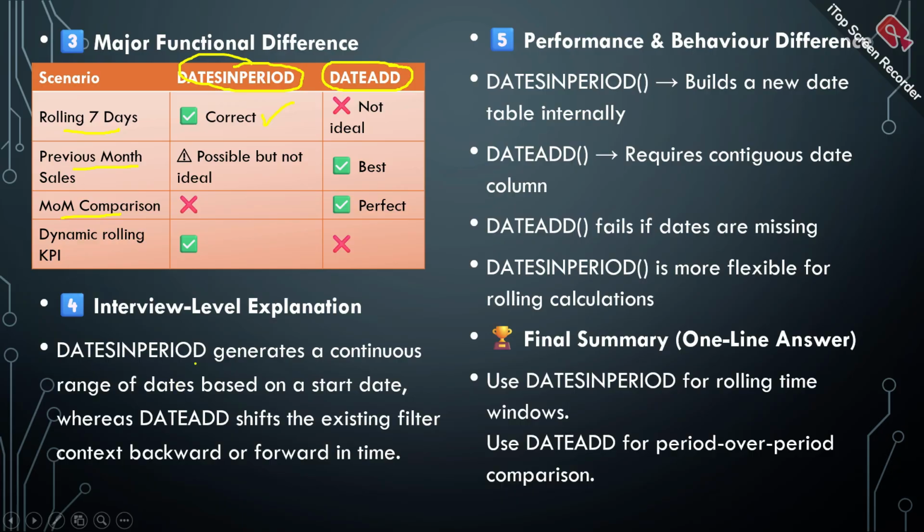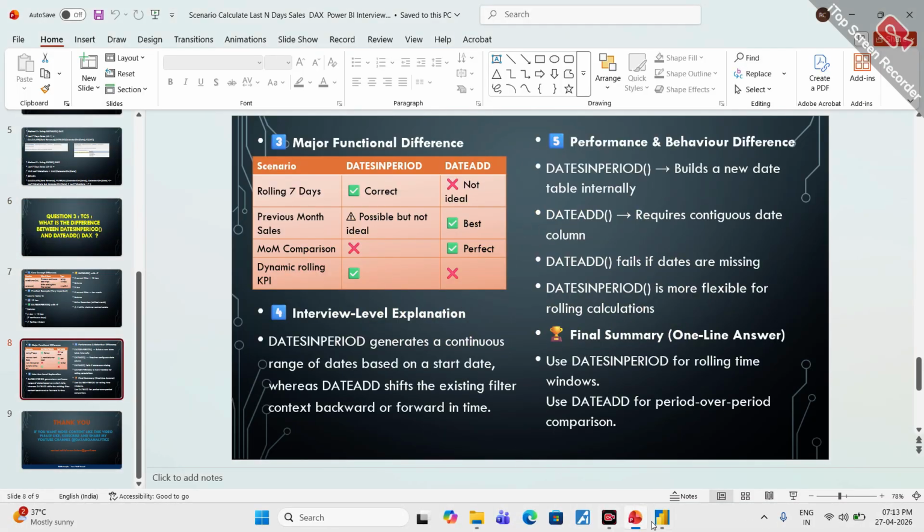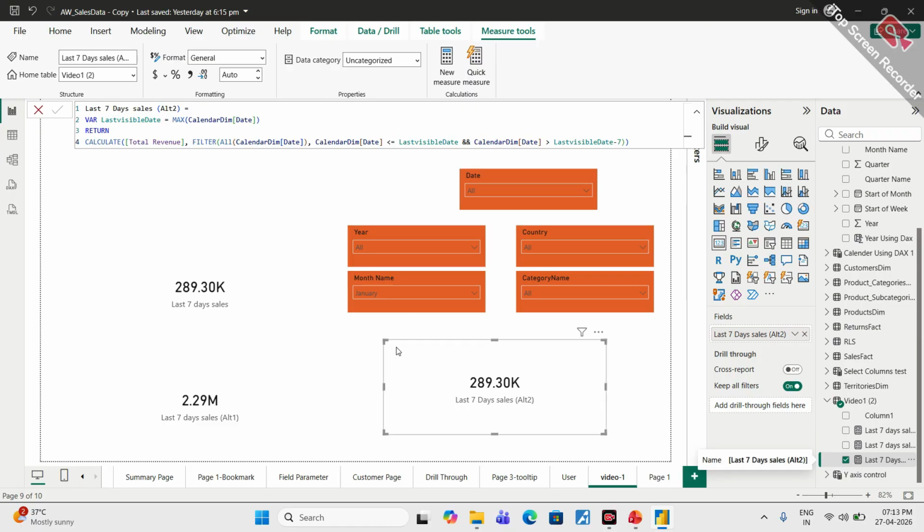So remember one thing, for interview level as well as to increase your knowledge. DATESINPERIOD generates a continuous range of dates based on the start date, whereas DATEADD shifts the existing filter context backward or forward in time. I will show you how it is working. We will come to Power BI. Suppose you have this month filter, right? So whatever you have selected in the month filter, it gets followed by DATEADD.